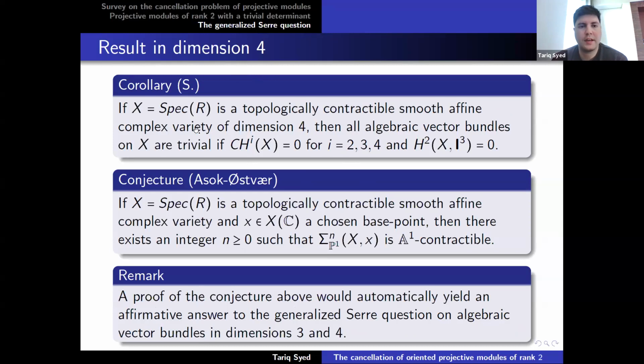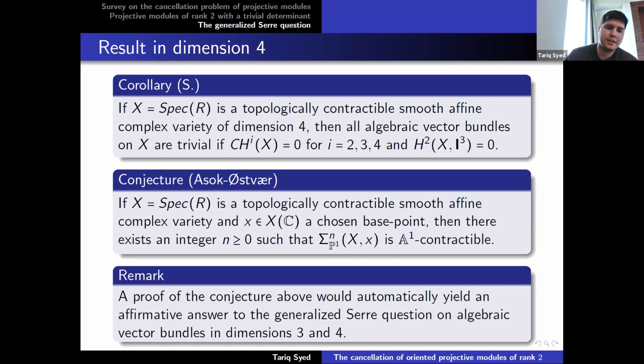As an immediate corollary, we get a criterion for topologically contractible smooth affine complex varieties of dimension 4, namely all algebraic vector bundles are trivial if, that's only a sufficient criterion by the way, the Chow groups Chow i are trivial for i equal to 2, 3, 4, because Chow 1 is trivial anyway by Goya's result, and this cohomology vanishes: H2 of X with values in the third power of the fundamental ideal sheaf. Okay, that's the criterion for topologically contractible smooth affine complex varieties.